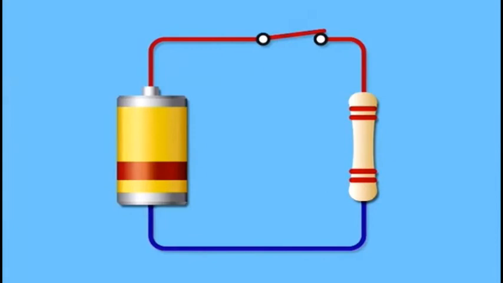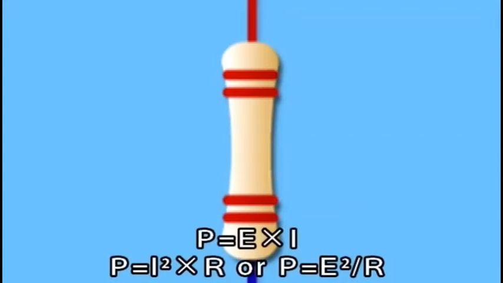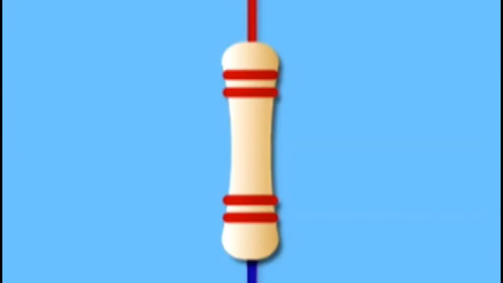Heat is generated when current flows through the resistor. This means that the resistor consumes electric power. The formula P equals E times I is derived when the voltage of the resistance is considered as E, current as I, and electric power as P. If Ohm's law is substituted here, we obtain the formula P equals I squared times R, or P equals E squared over R.